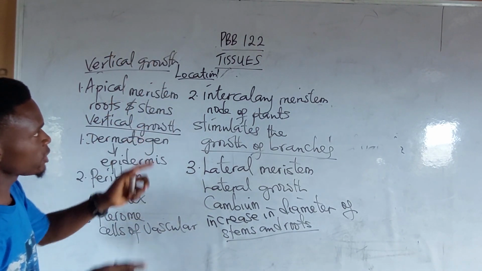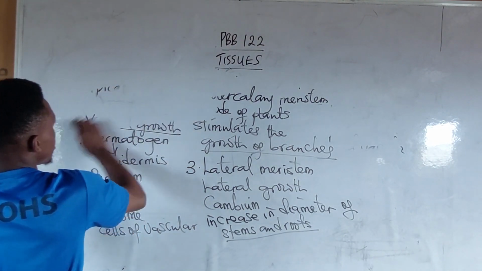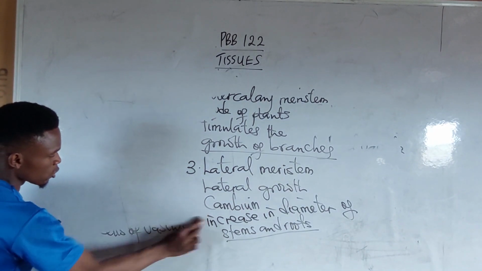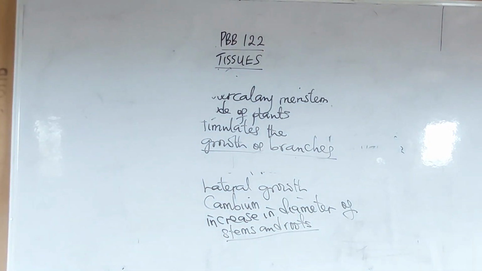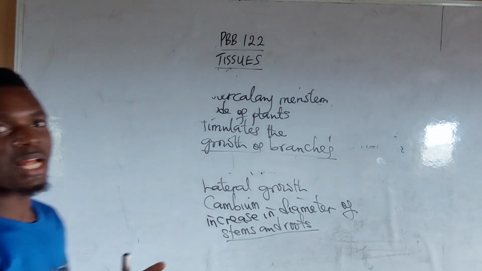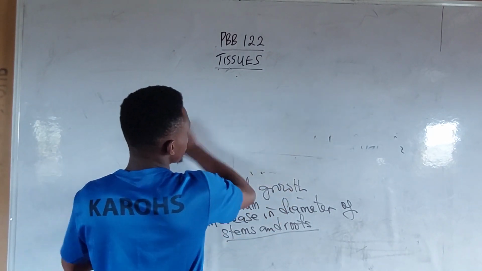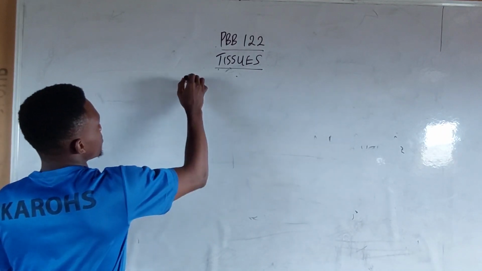Now the number two I told you before is what? Permanent tissue. Now what are the features? Just as the name implies, permanent, which means that they don't have cells that undergo cell division. Their cells are differentiated.